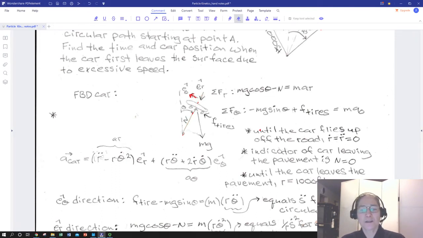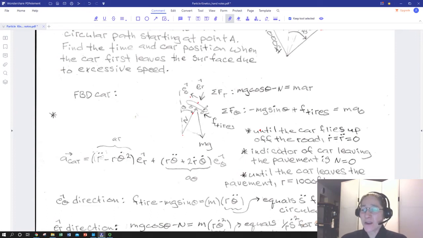Forces. We've got a normal force coming up from the surface, normal to the surface. Surprise, surprise. So normal force. We have obviously weight acting vertically downward, so it's going to have a cosine theta component that opposes the normal force, and a sine theta component that's pointing opposite the direction of travel in the theta direction, or tangential direction.